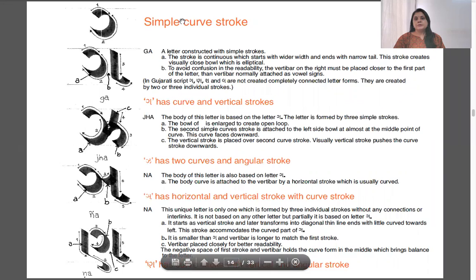See, this is a simple curve stroke. Now this is letter G. G has a curve and vertical stroke. Z has two curve strokes and an angular stroke. Y has horizontal and vertical strokes with a curve stroke. Ana has a curve stroke with vertical and angular strokes.